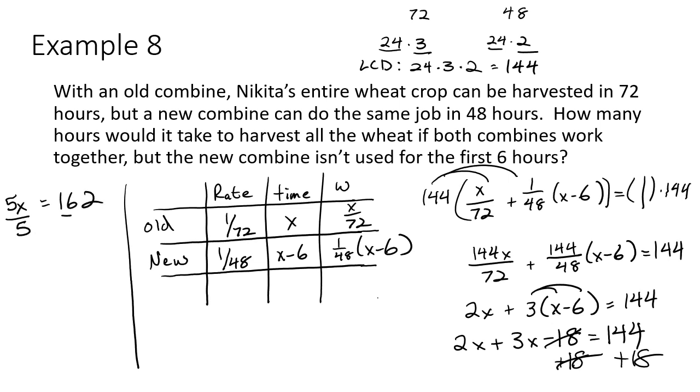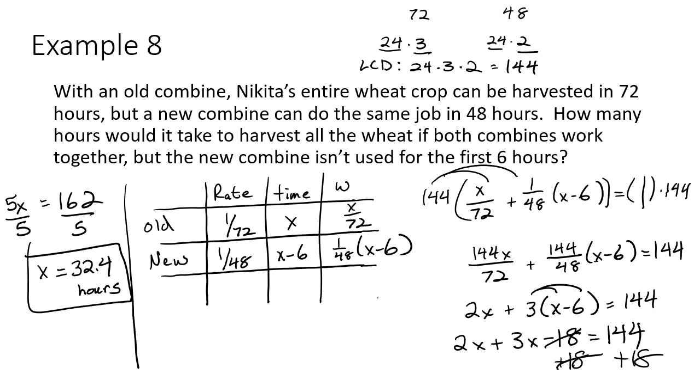And then last but not least, I just need to divide both sides by 5, which would give me 32.4, and these are in units of hours. You should always ask yourself if your answer is reasonable based off the problem. The old one would have done it in 72 hours. The new one would have done it in 48 hours alone. So even though the new one wasn't used for the first 6 hours, it makes sense that together they would still be less amount of time overall than the 48. This seems like a reasonable answer.